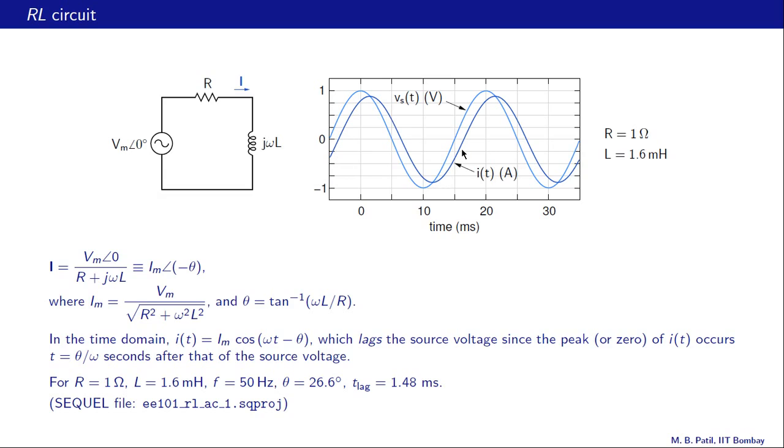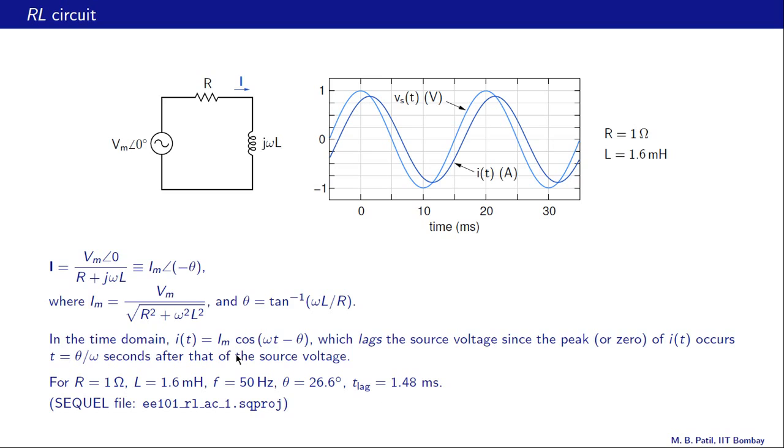Let us now try to understand this current plot in terms of this equation. Our Im value turns out to be about 0.9 ampere, and therefore we see that the current goes from minus 0.9 amperes to plus 0.9 amperes. And as we have said earlier, theta is 26.6 degrees. Now how do we relate this value to this plot? This is an angle and this is time over here. So what we can do is to convert this angle to time. We know that 360 degrees corresponds to one period, and that in this case is 20 milliseconds, because 1 over f is 20 milliseconds, and therefore we can use that fact to find the time that corresponds to this angle. That turns out to be 1.48 milliseconds.